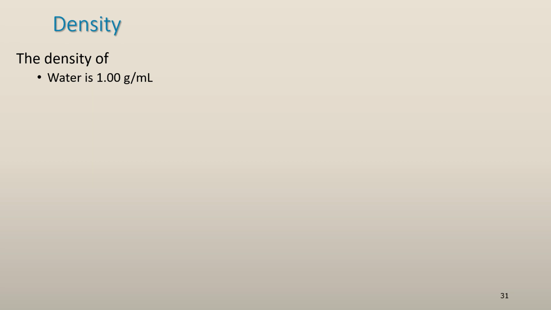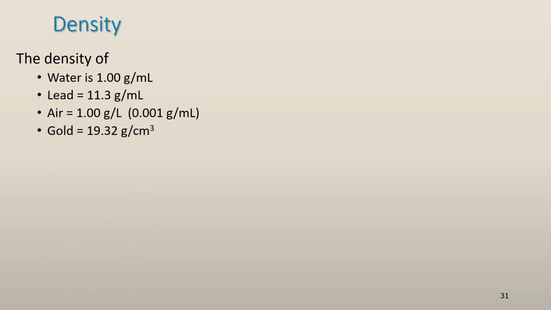The density of water is 1 gram per milliliter. That's defined as 1 gram per milliliter at a particular temperature. It might change depending on the temperature, but we'll just generalize and say water is 1 gram per milliliter. Lead is much more dense, at 11.3 grams per milliliter. It's one of the heaviest things. Air is, you can see, 1 gram per liter. Or if we convert to milliliters, it would be 0.001 gram per milliliter. So very, very much less dense than liquid.